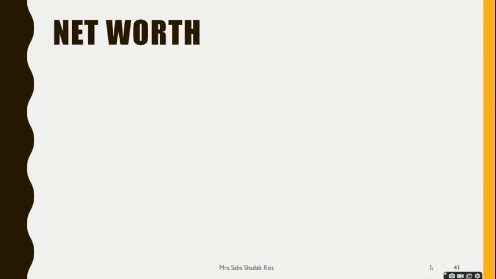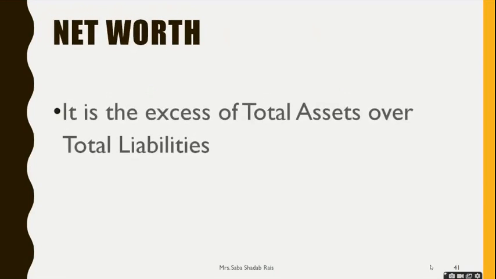The next term is net worth. How to remember net worth: it is the punji, the total amount which we have spent in a particular business. So it is the total assets. What is an asset? It's a fixed asset and the current asset, what we have all learned. So it is the excess of total assets over total liabilities. How can we write it? Net worth equals total assets minus total liabilities.